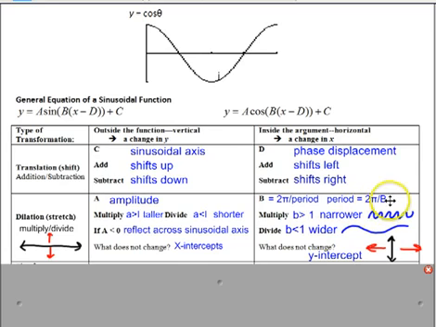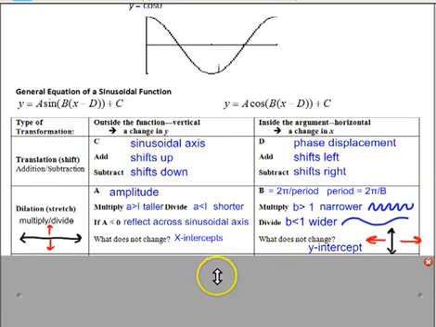2 pi divided by a number less than 1 makes the period bigger. So if you do 2 pi divided by 1/2, the period would become 4 pi. If you do 2 pi divided by 2, the period would become 1 pi. What does not change? Well, since the graph is stretching horizontally, it's stretching away from the y-axis in both directions, so the y-intercept doesn't change.